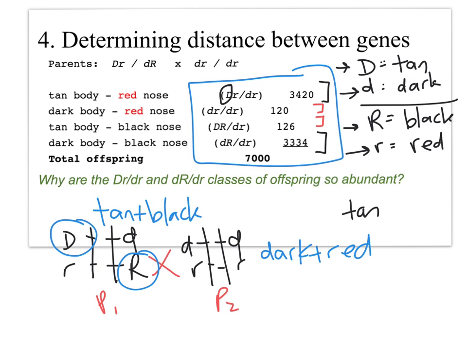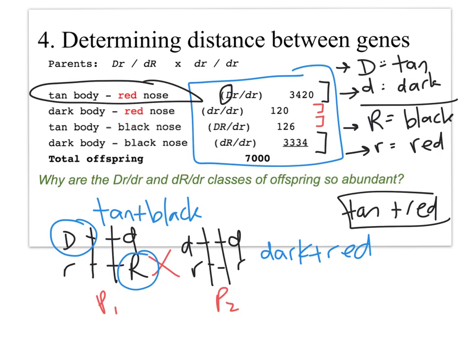So it's tan and red, and I don't really have to rewrite this because we see that here. And nobody's tan and red. We have tan and black in the parents, and we have dark and red. So take caution when somebody's saying that there should be a large proportion of things that look like the parents. We're not talking about the phenotype necessarily, but we're talking about the specific combinations of D and R genes on a given chromosome. So a way of visualizing that is looking back to the parents.